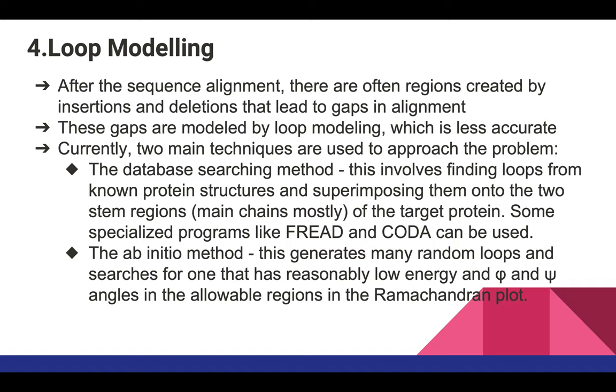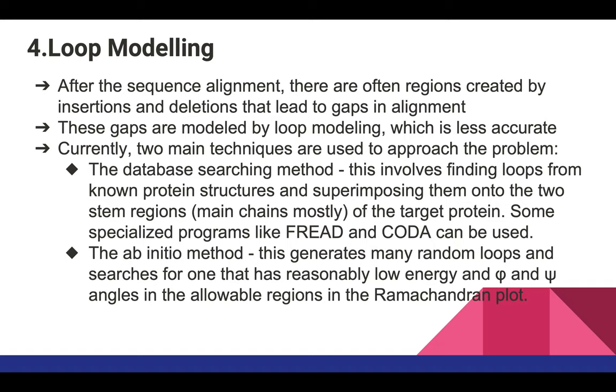The fourth one is loop modeling. After the sequences have been aligned, there are often regions created by insertions and deletions, and of course we know that is where you get gaps between them. These gaps are sometimes modeled by loop modeling, which is not very accurate, again, less accuracy.